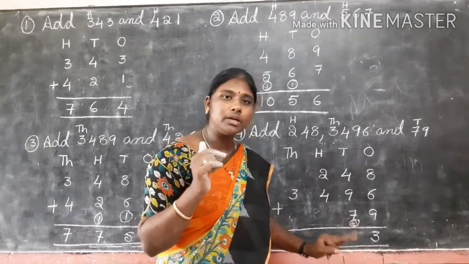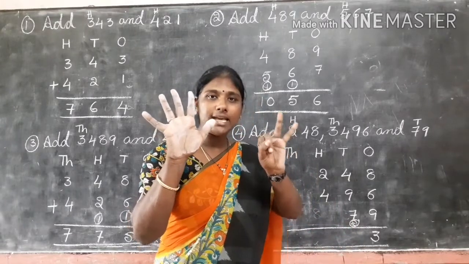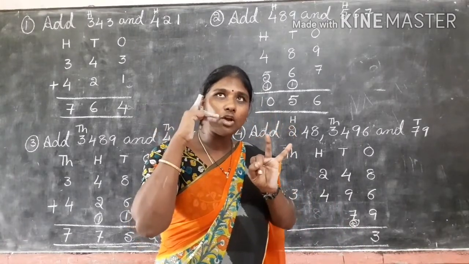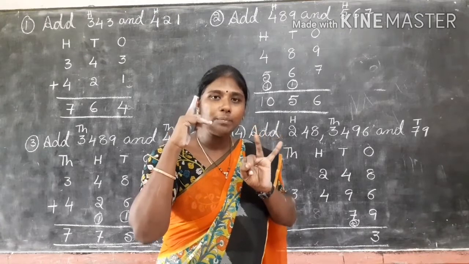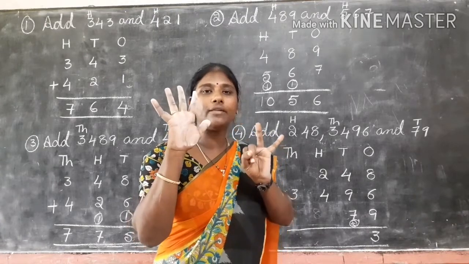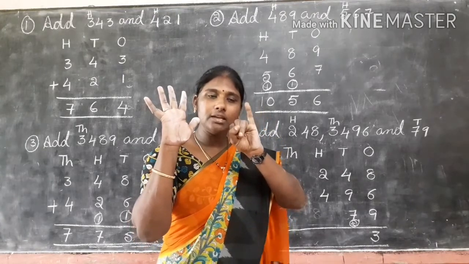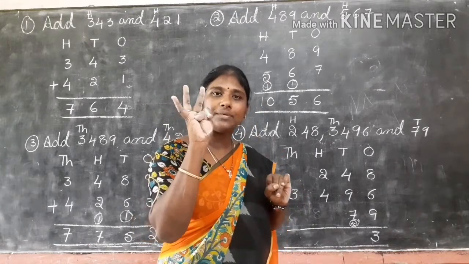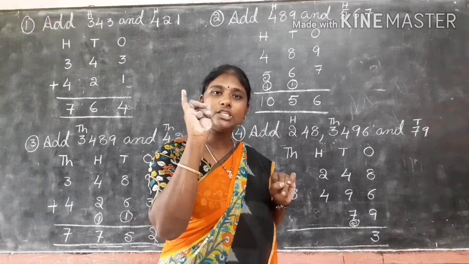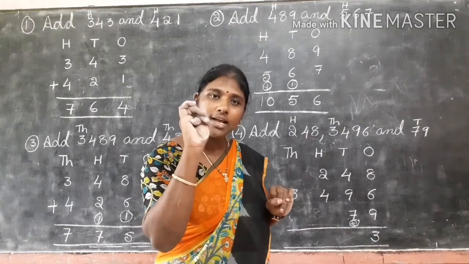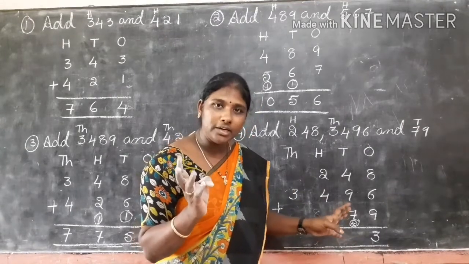What is the next number? 7. Take 7 fingers. What number did we keep in our mind? Yes, we kept in our mind 13. So 13 after, 14, 15, 16, 17, 18, 19, 20. How much do we get? 20. Is it completed?